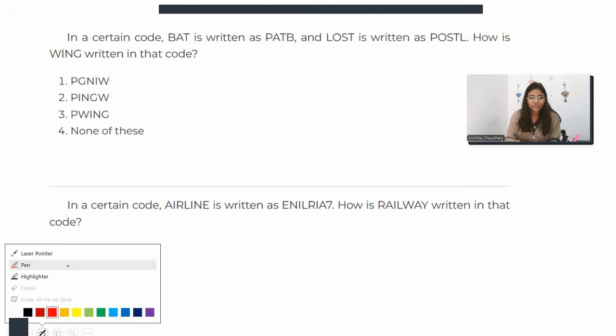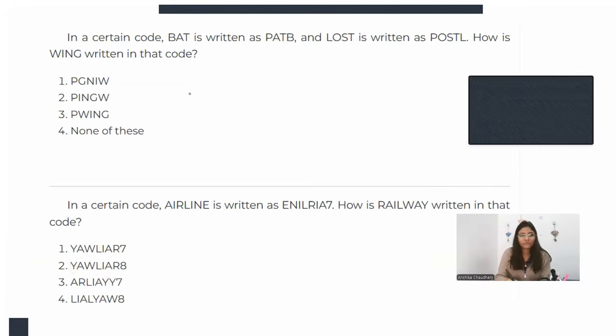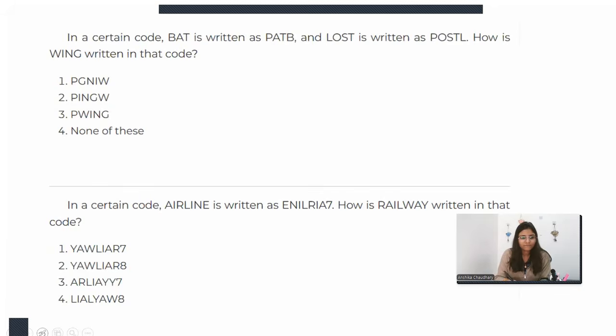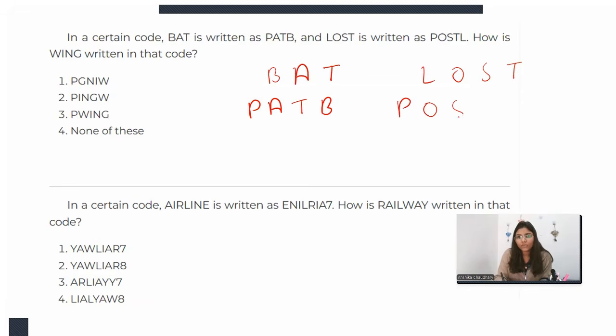Let's move on to the next question. Again from coding to decoding. Here BAT is written as PATV. Then LOST is written as POSTL. So how will WING be written? If we see that P is additional here, so in our answer also P will be there, right? Then if we see, this is nothing but the cross rule.